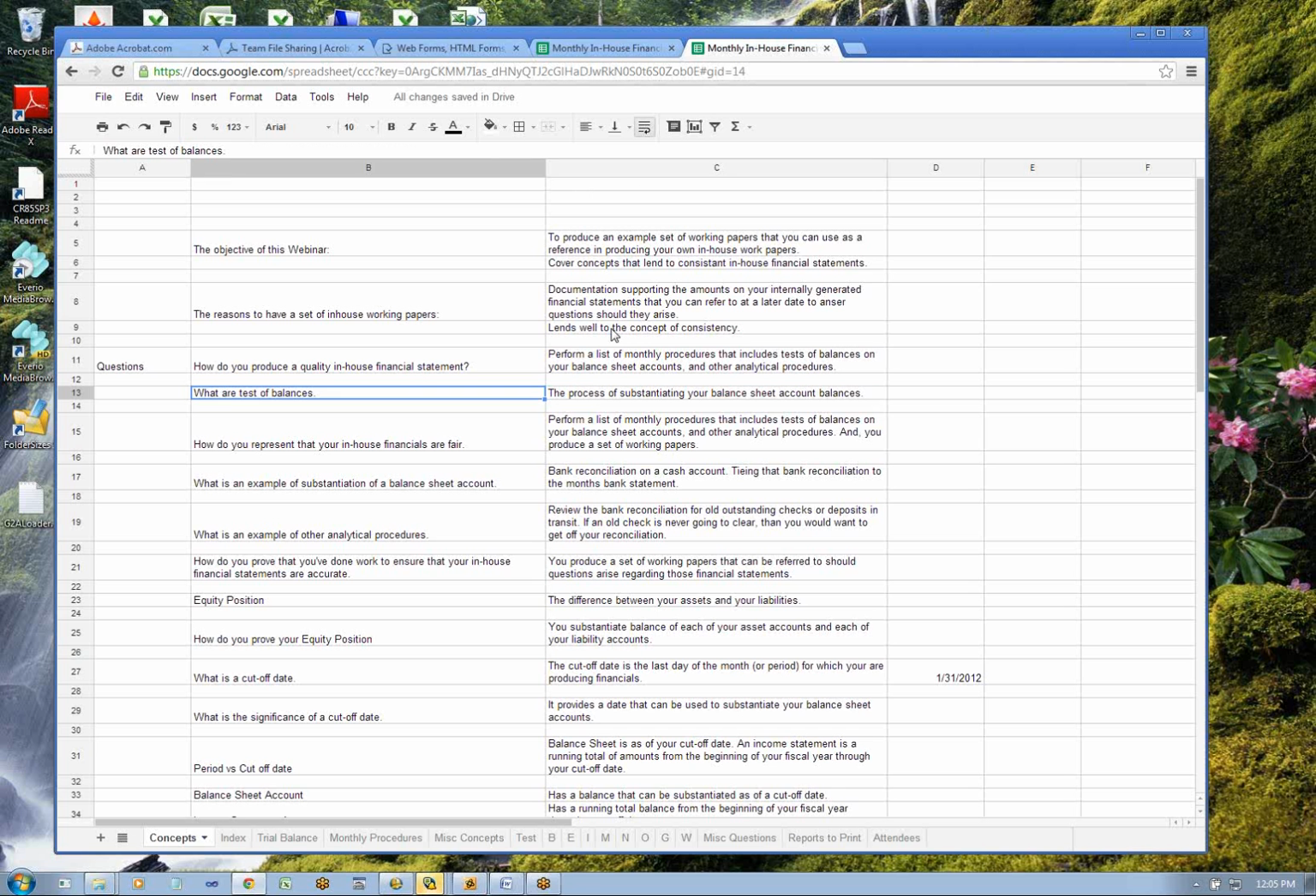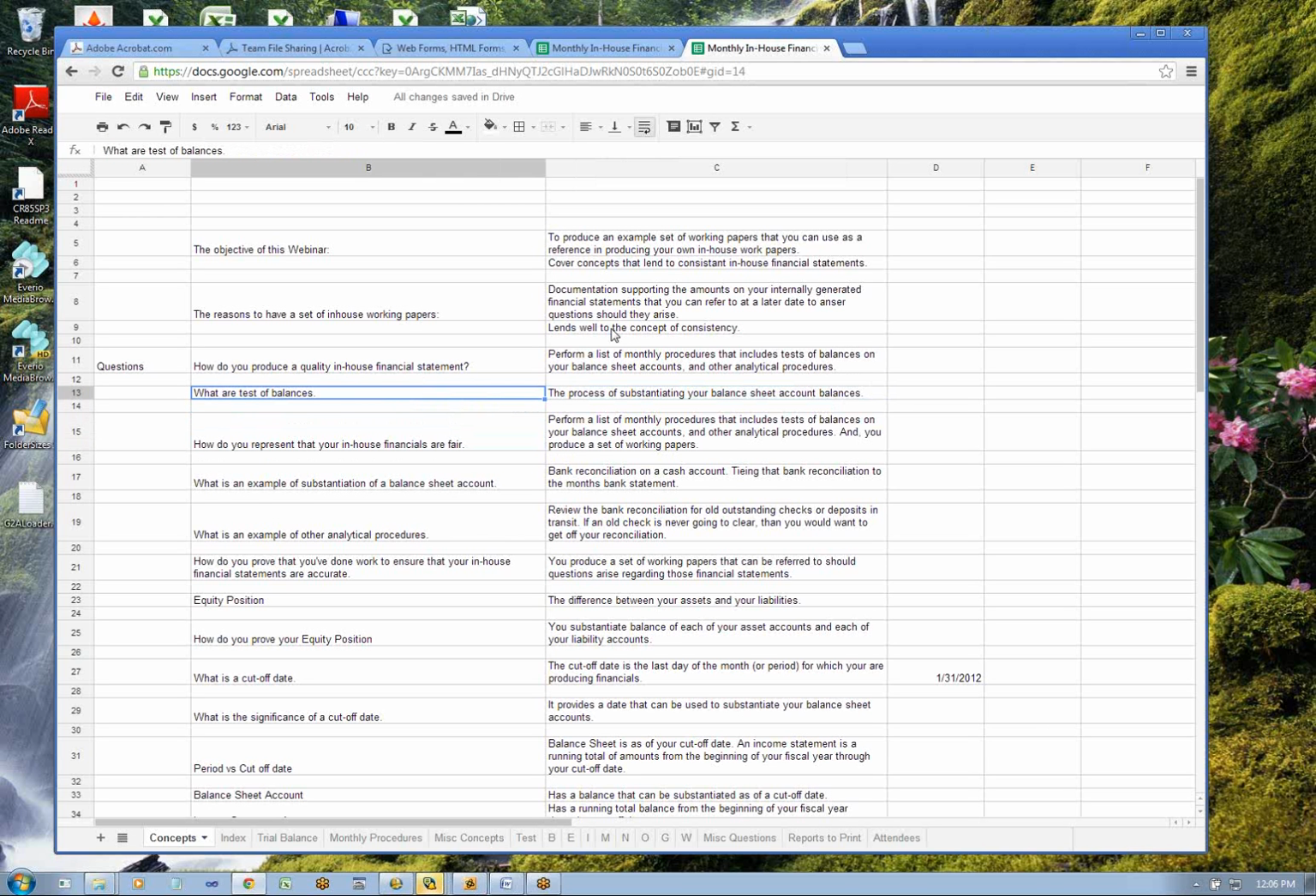Okay, so what are tests of balances? A test of balance is a process of substantiating your balance sheet account balances. So for example, if you have a bank account, a test of balance would be your bank reconciliation, going through that bank reconciliation. So producing the bank reconciliation and reviewing the bank reconciliation would be a test of the balance, because you're really supporting the balance on that bank account.